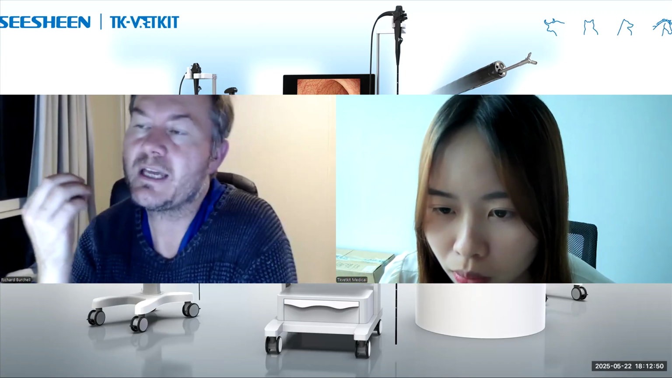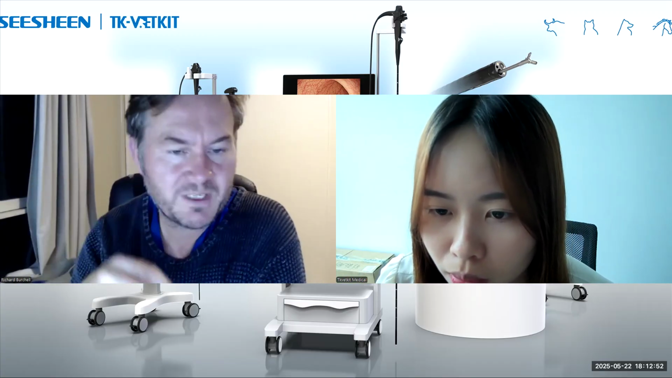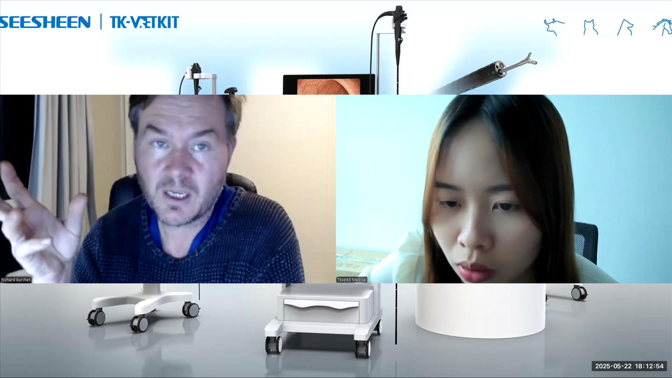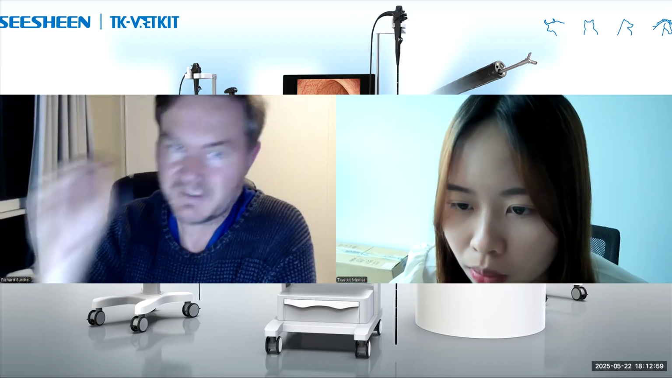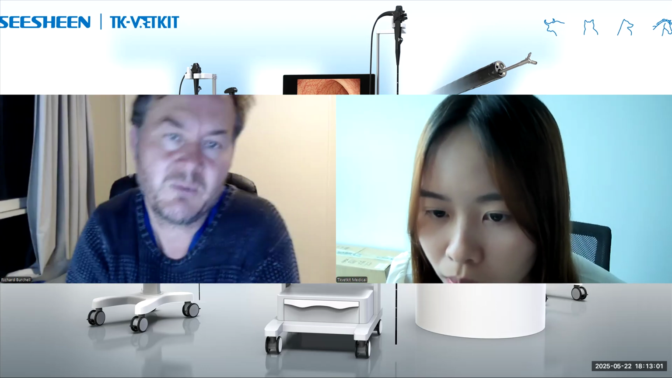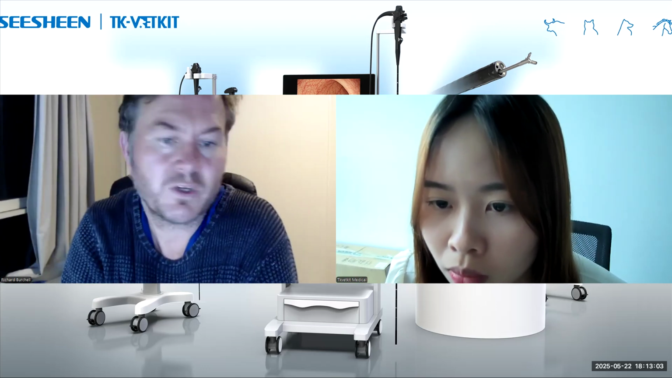But then obviously with rigid scopes, you get such wonderful resolution because those are glass. It's not a digital image, so it's an actual physical image. So you get really, really good quality images with your rigid scopes.